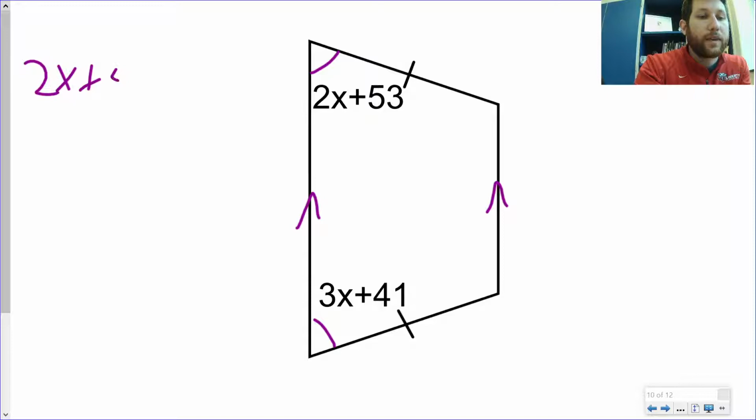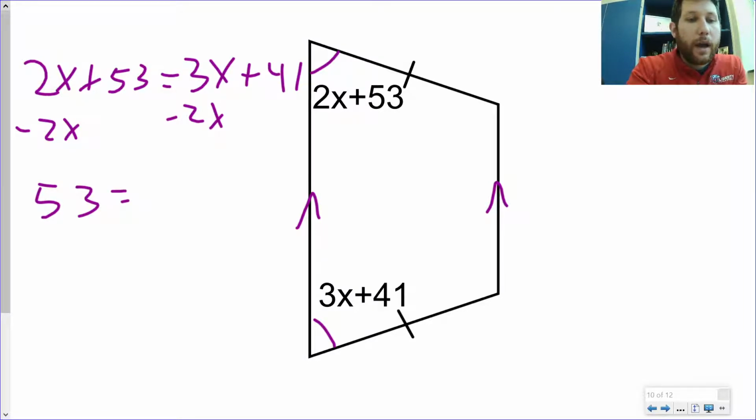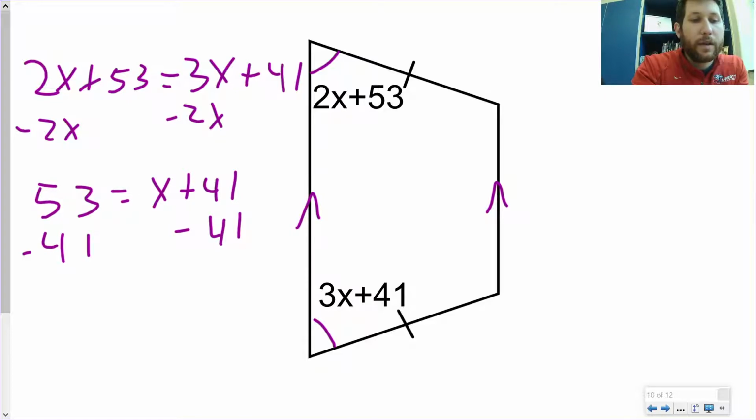2x plus 53 is equal to 3x plus 41. All right, so I'm going to start by subtracting 2x from both sides. So I get 53 is equal to x plus 41. This one's going to come out pretty nicely. I'm going to subtract 41 from both sides, and I get 12 is equal to x. And I could always plug that 12 in if I was looking for an actual angle. If I wanted to find the angle measure, I could plug that 12 in, but in this case, we just need to solve for x.